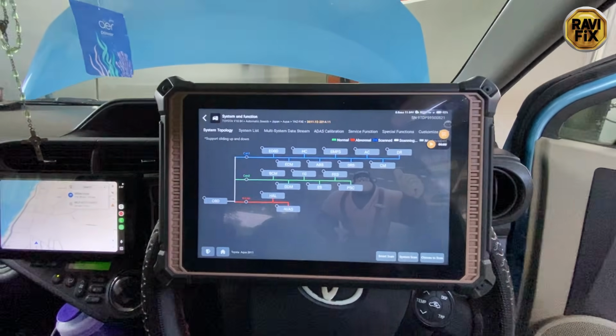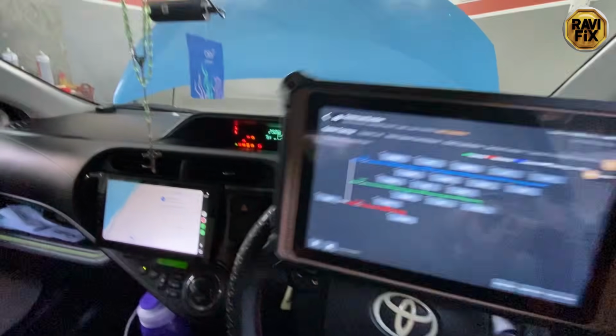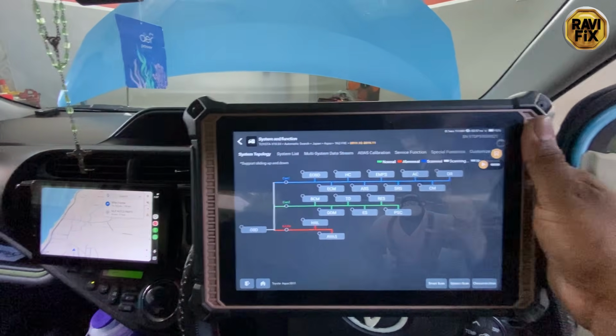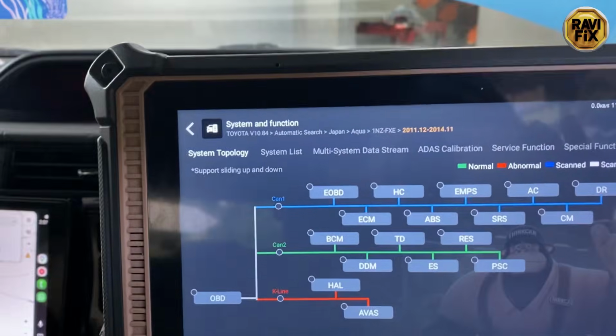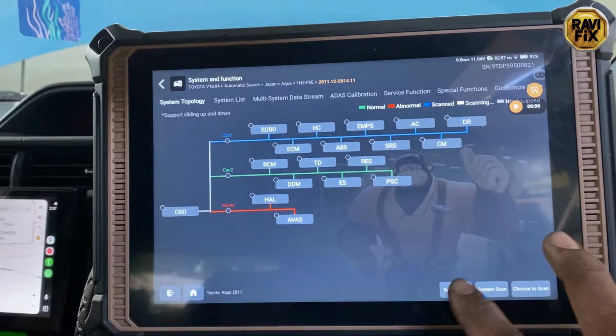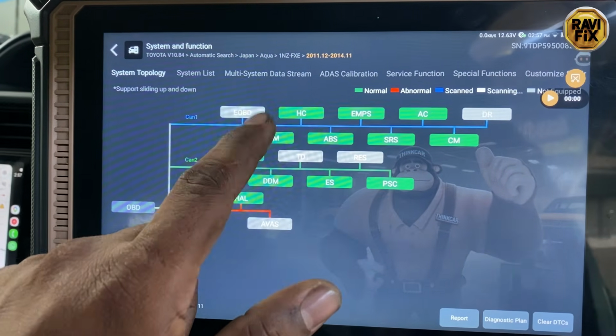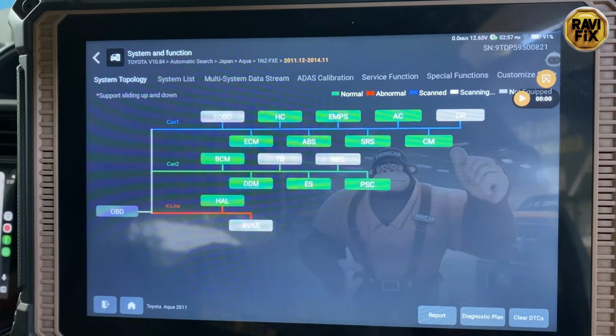Okay, here we go. I have hooked up my scan tool already and the ignition is on. I'm going to take the health report and see what fault codes are available in the systems. It's a green tree, apparently no fault code in any system.